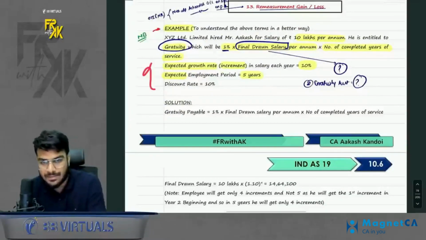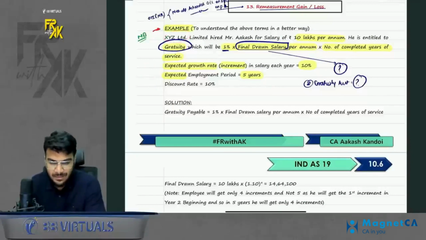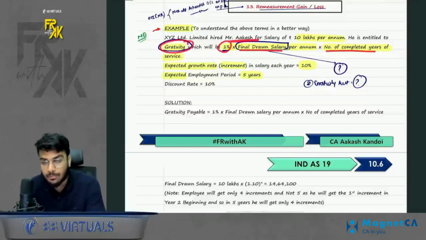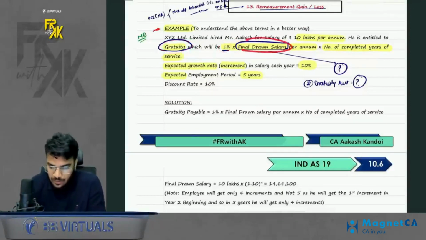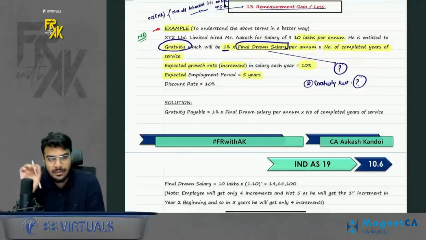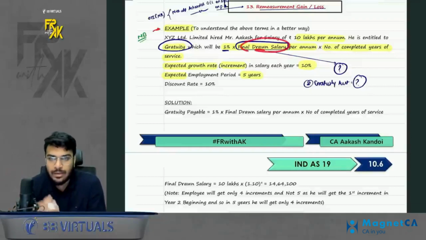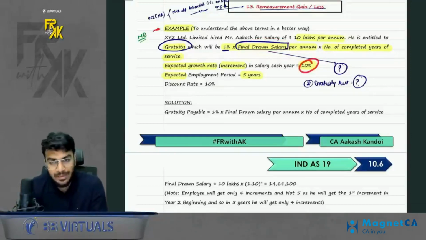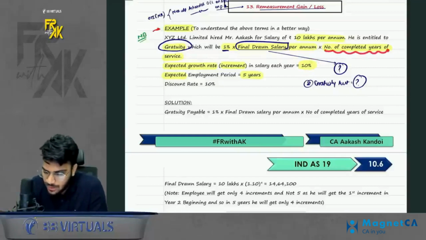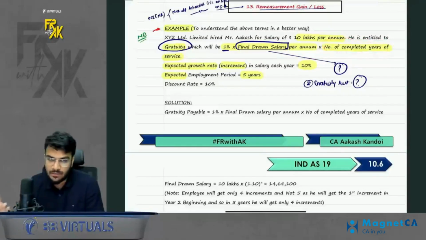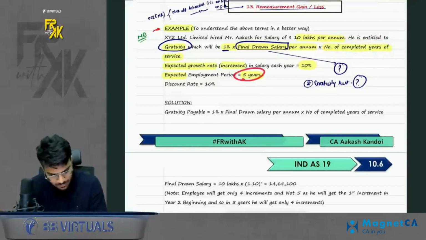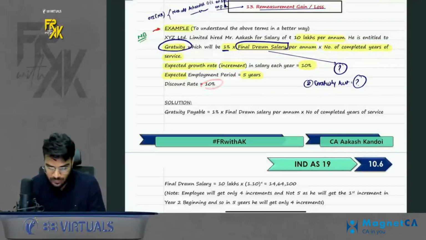First, what was the example? Let's say there is a company XYZ Limited which hired Mr. Aakash for a salary of 10 lakhs per annum. This employee is entitled to a gratuity at 1% of final drawn salary into the number of years of service. Now, final drawn salary means the salary in the year he retires, and based on that he will get the gratuity amount. Here you will have to assume the increment of the employee, which is assumed to be 10%. We also need the completed years of service, that means for how many years he will work for the company. So we assume it to be 5 years. A discount rate of 10% is given. What to do with this, we will study later on.